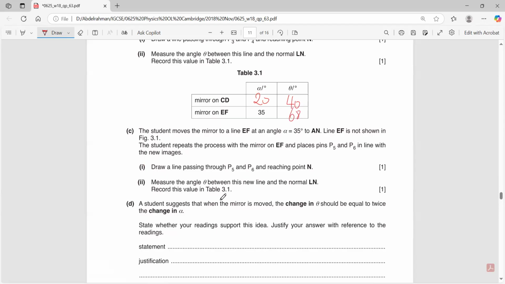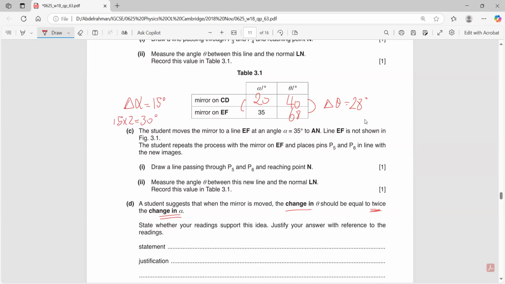A student suggests that when the mirror is moved, the change in theta should be equal to twice the change in alpha. What was the change in theta? So delta theta is now 68 minus 40, which is 28 degrees, right? Is this twice the change in alpha? What was the change in alpha? Delta alpha was 35 minus 20, which is 15 degrees. Is 28 equal to double alpha? 15 times 2 is 30. Is 28 equal to 30?